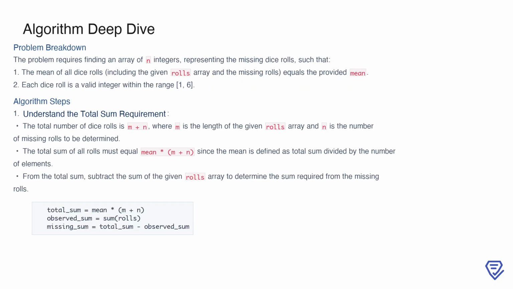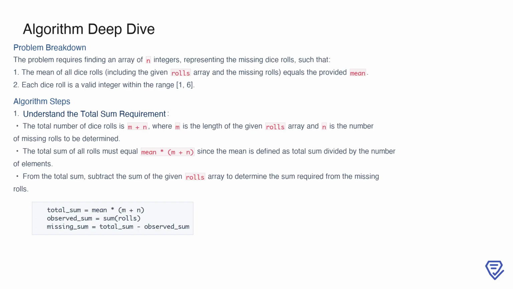To solve this problem, we need to determine an array of n integers representing the missing dice rolls, such that the mean of all dice rolls, including both the given rolls array and the missing rolls, is equal to the provided mean. Additionally, each individual dice roll must be a valid integer between 1 and 6.